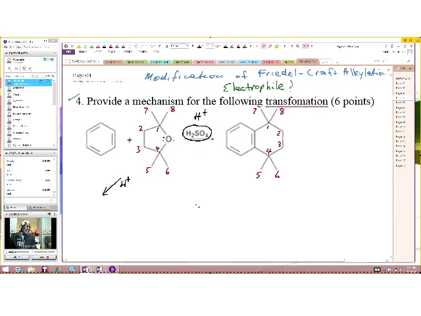So what do you think is going to happen now? Can anybody tell me what will happen? This will be acting as an acid, and oxygen here will be acting as a base. So what is going to happen? Anybody tell me? Where should my arrow go? From where is my arrow going to the proton here?